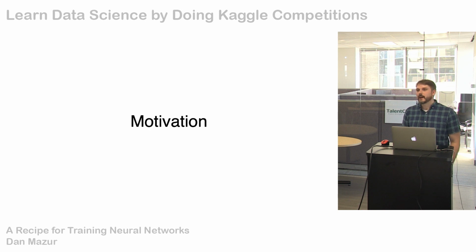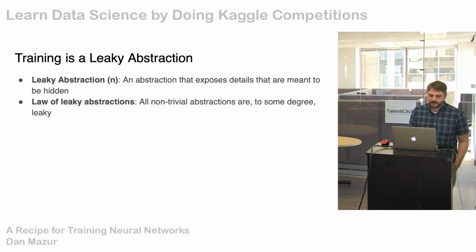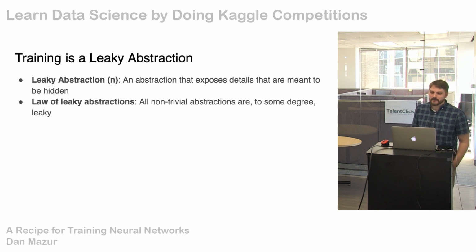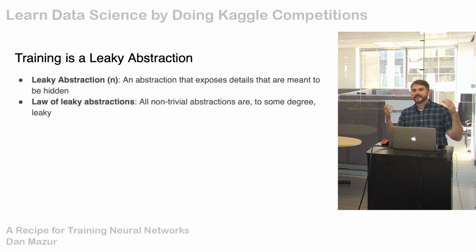So here's what Andrej gives as the motivation for writing this blog post. The first motivation is that training is a leaky abstraction. The definition I put of leaky abstraction is an abstraction that exposes details that are meant to be hidden. We deal with abstractions all the time when we write software. You build a class that solves some software problem, and it has some method that you feed some inputs and you get the outputs, and the outputs are correct because the abstraction is not leaky. But in reality, there's this law of leaky abstractions that says all non-trivial abstractions are to some degree leaky.